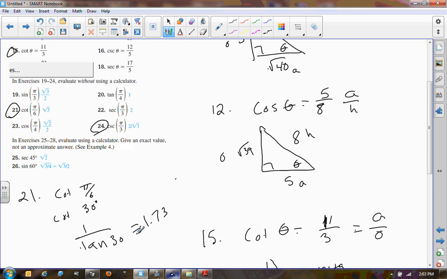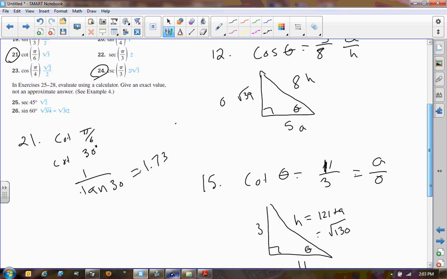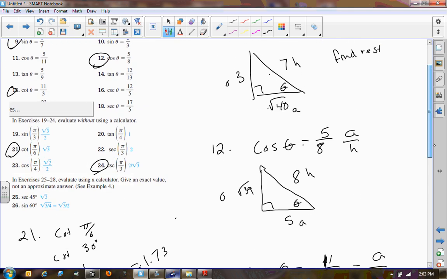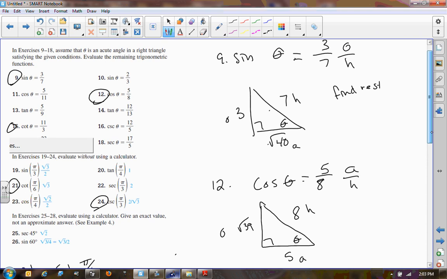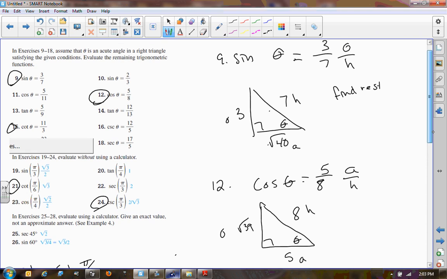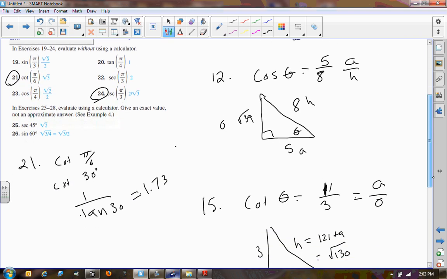This is what's called a special right triangle. We'll do special right triangles when we do the unit circle. So when I come back on Tuesday, actually it'll be next Wednesday, we'll do that until the week after. So don't worry too much about this. It says exact answers, and it says without your calculator, don't worry about that. Secant.